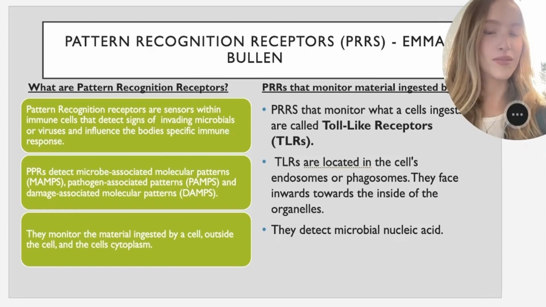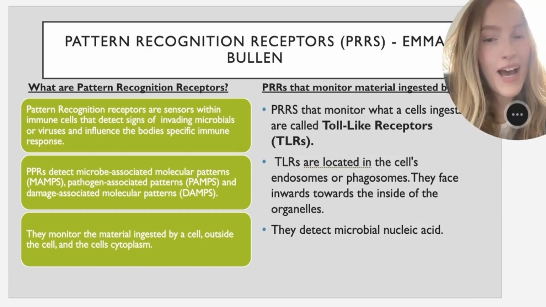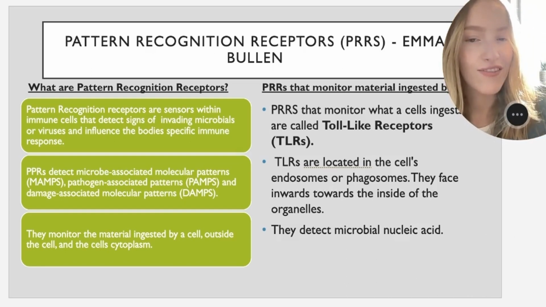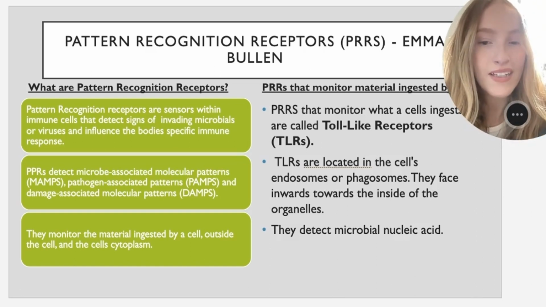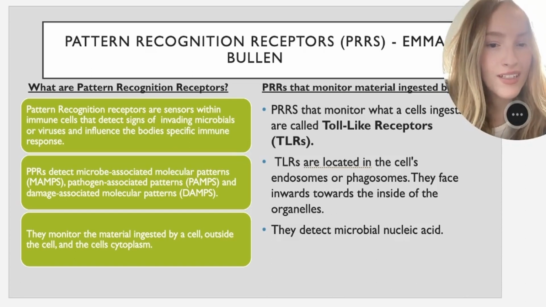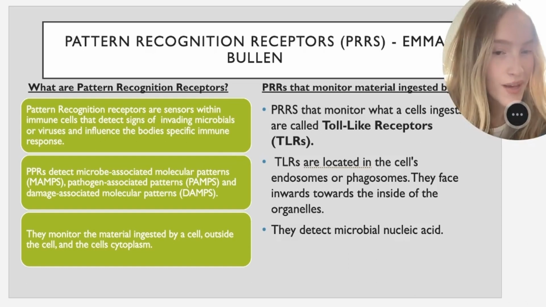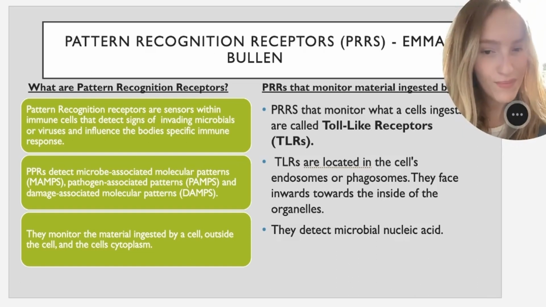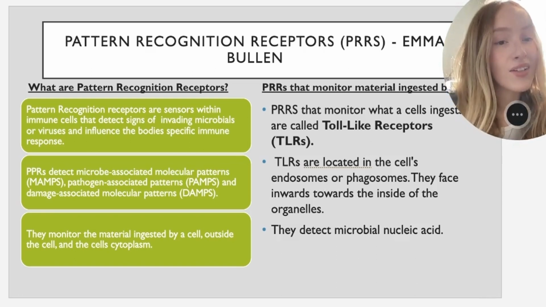Another aspect of immune cells is the presence of pattern recognition receptors. Pattern recognition receptors are little sensors within the cell that detect signs of invading microbes or viruses and therefore influence the body's specific immune response. They do this by detecting microbe associated molecular patterns, pathogen associated patterns, and damage associated molecular patterns within the host cell itself. And they do this by monitoring the material ingested by the cell, outside the cell, and within the cell's cytoplasm.